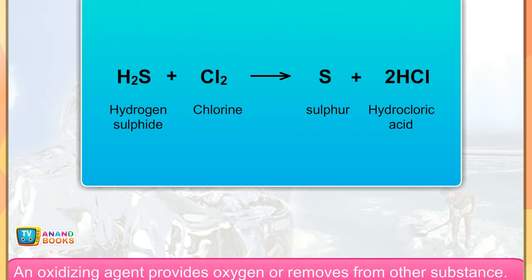Hydrochloric acid. An oxidizing agent provides oxygen or removes hydrogen from another substance. In the above quoted reaction, oxygen and chlorine are oxidizing agents.